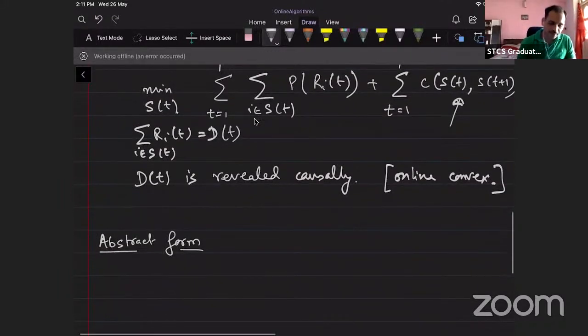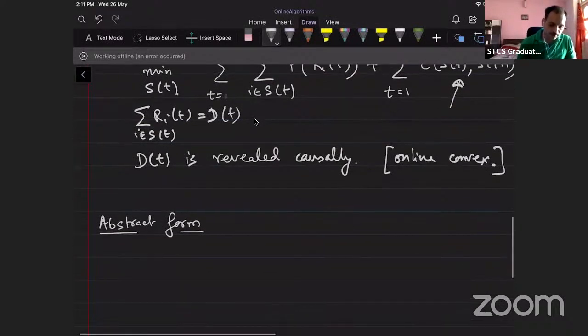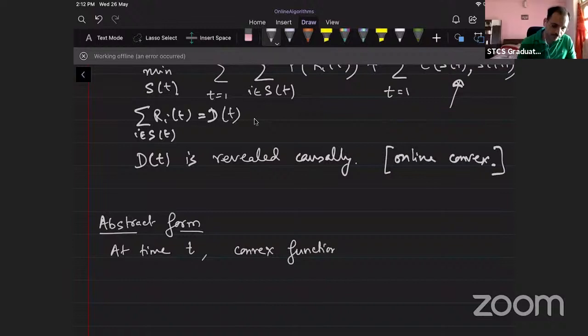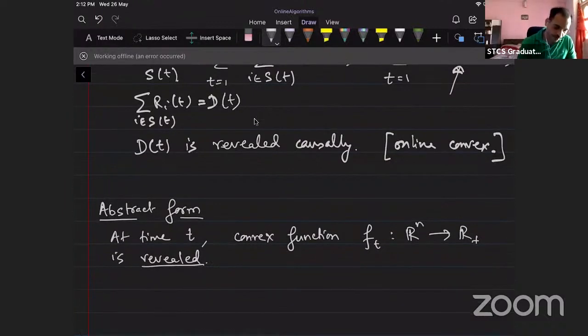Okay, so now we're going to write the same. So this is the motivation to consider this problem. We're going to look at a more abstract form of this problem, for which this is a special case. So let at time t, so time is discrete, a convex function f_t, which is a map from R^n to R plus, is revealed. That's what is happening at each point of time.